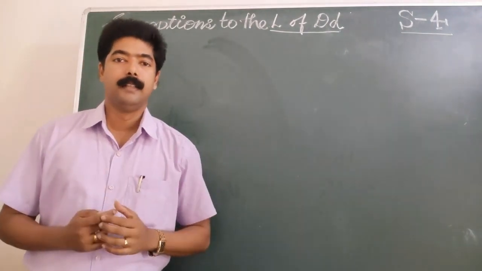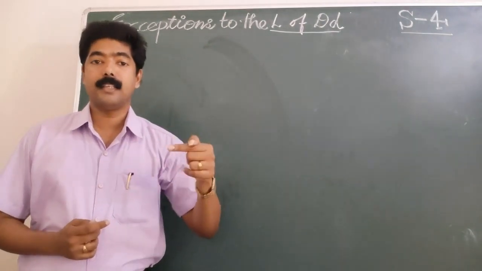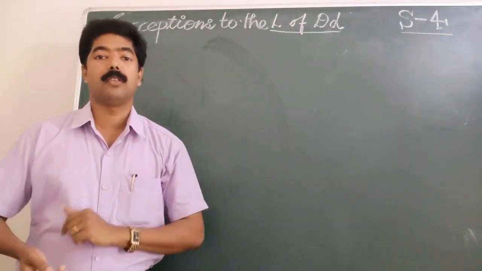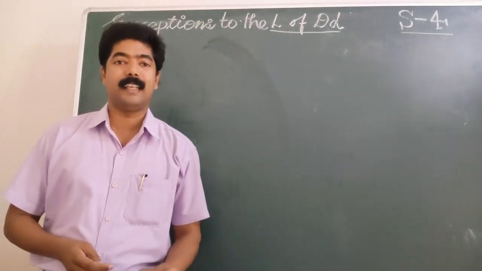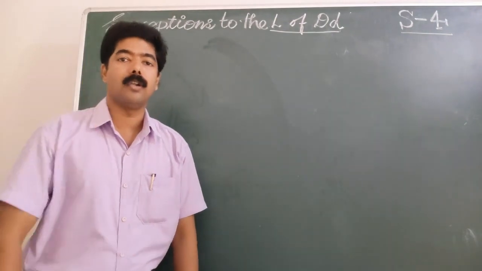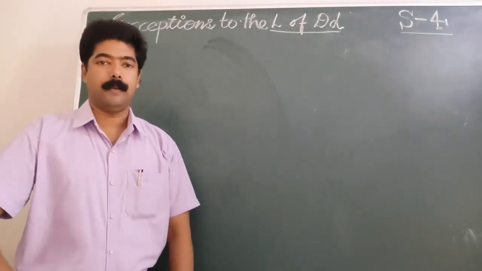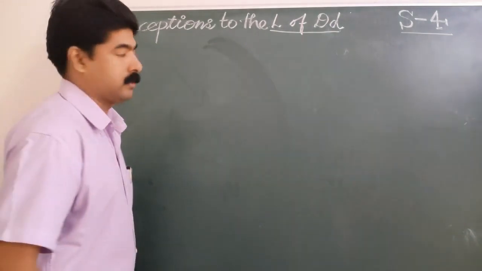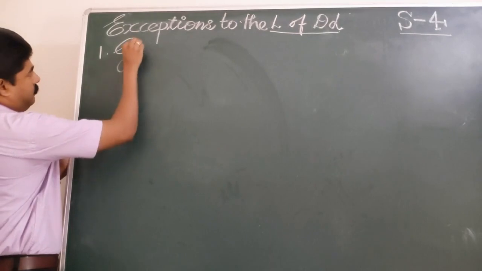This is the exception to the law of demand and the reason behind the positive slope of the demand curve. The first important reason for an upward slope of the demand curve is considered the first exception. That is one, Giffen goods. You can note it down. The first exception is Giffen goods.